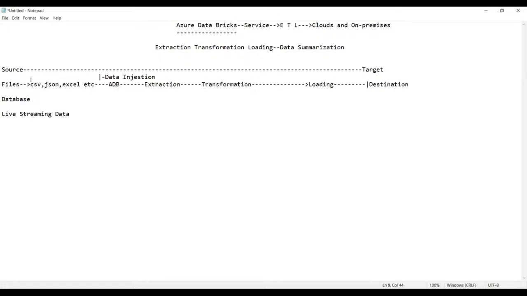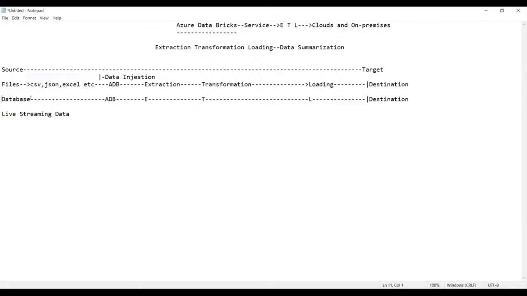Or in the same process, if the data has to be accessed from a database, we use ADB, that is Azure Databricks, and we pull in the data. Again the same process: E, extraction, then T, transformation. Finally we put the data through loading, which is the final process, into the destination. Destination is nothing but the actual target. Getting my point, all of you?